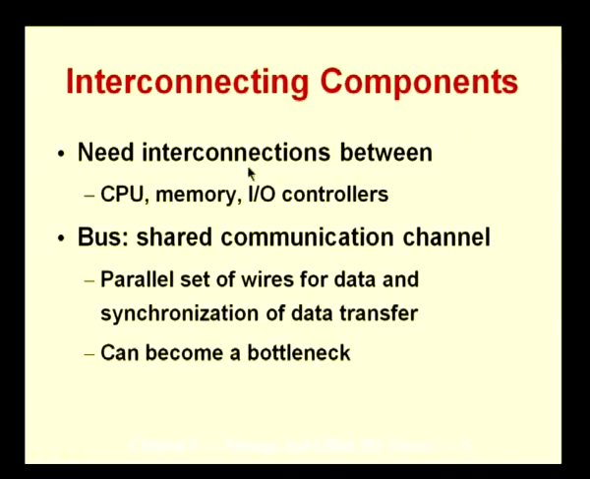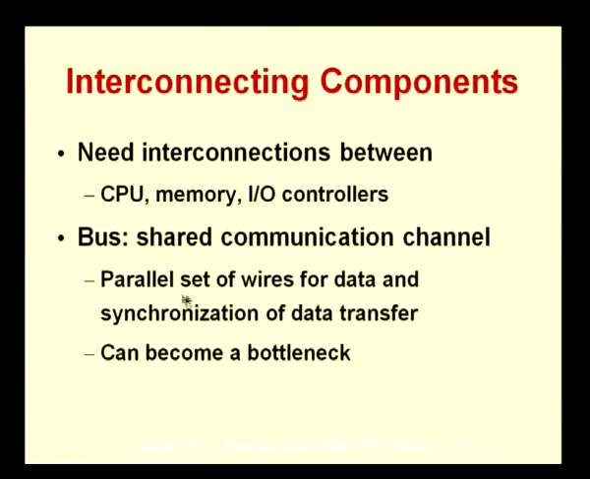So, now coming to this interconnection that we are talking about. What is the necessity that we have? We want an interconnection between CPU, memory and the I/O controllers. Normally, as I said, we have some kind of a shared communication channel. The communication channel commonly used in this kind of situation is a bus. Now, what is a bus? It is essentially a parallel set of wires for transferring data. It could have data, it would also have other control lines, but essentially you can look at a bus as a parallel set of wires which is used for transferring data.